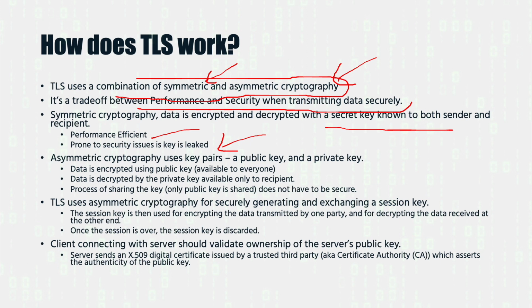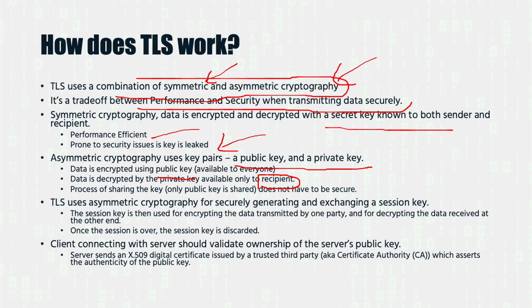Asymmetric cryptography uses key pairs, which means a public key and a private key. Data is encrypted using the public key, and as the name says, this public key is available to everybody. Data is decrypted by the private key, and the private key is only available to the recipient. So the server, the recipient, would have a private key and thereby would be able to decrypt the data which was encrypted using a public key.